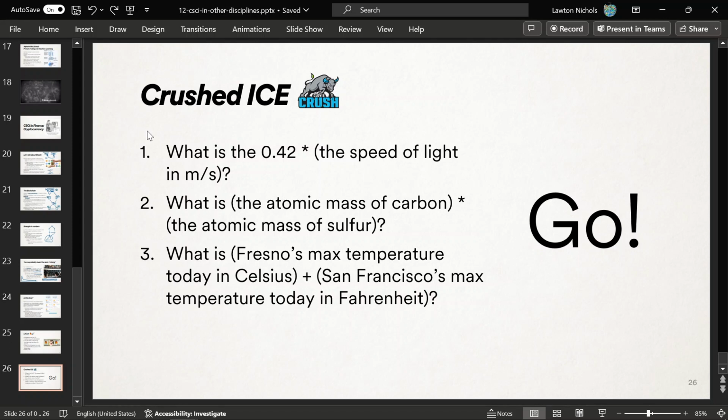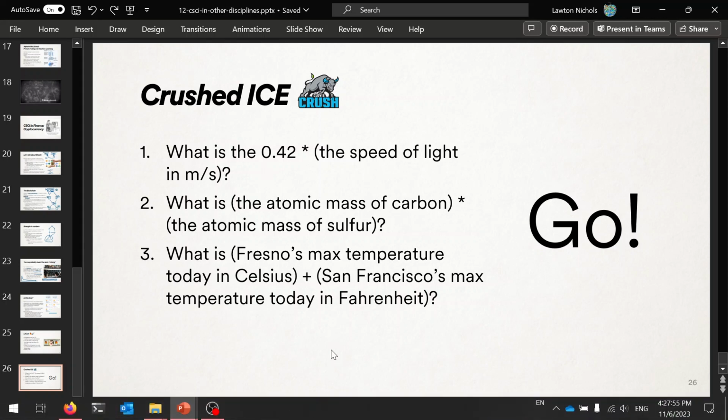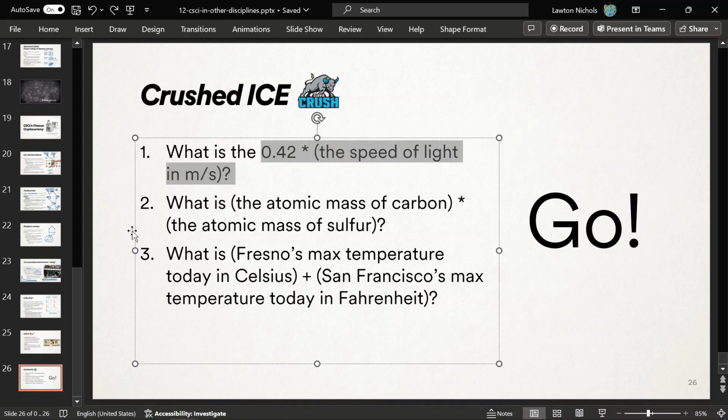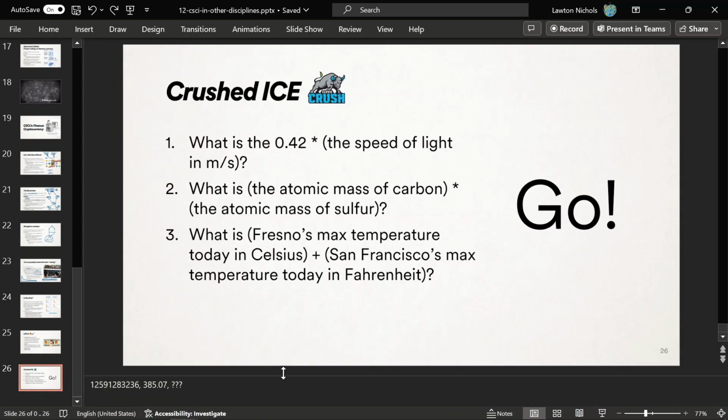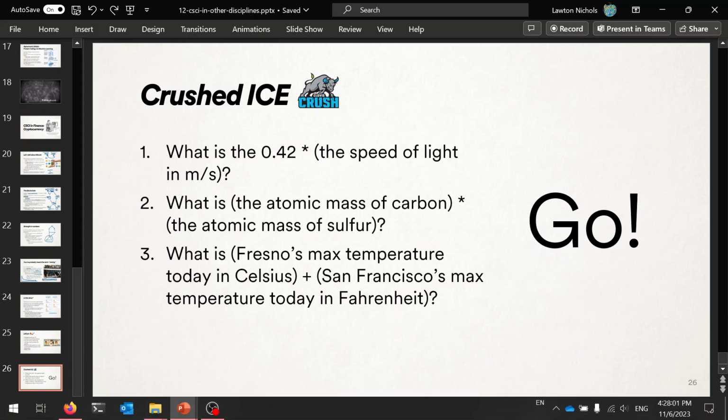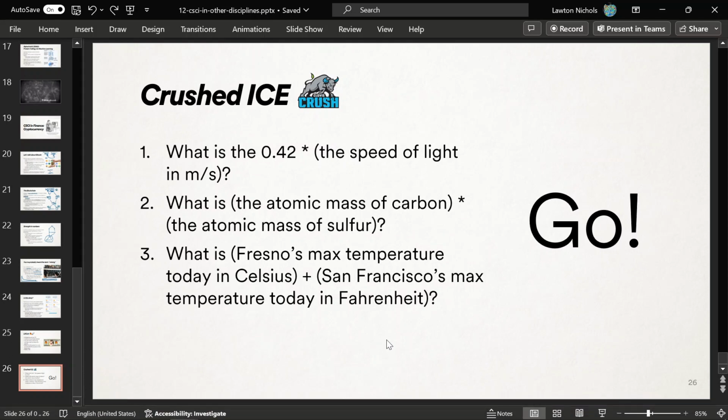Alright, I don't want to spend the rest of the time on this, so let us check our answers. No, I'll keep the question 2 Litecoin then if we're too scared to try. But yeah, let's take a look. So what is 0.42 times the speed of light in meters per second? Yeah, try and write it. Go for it.